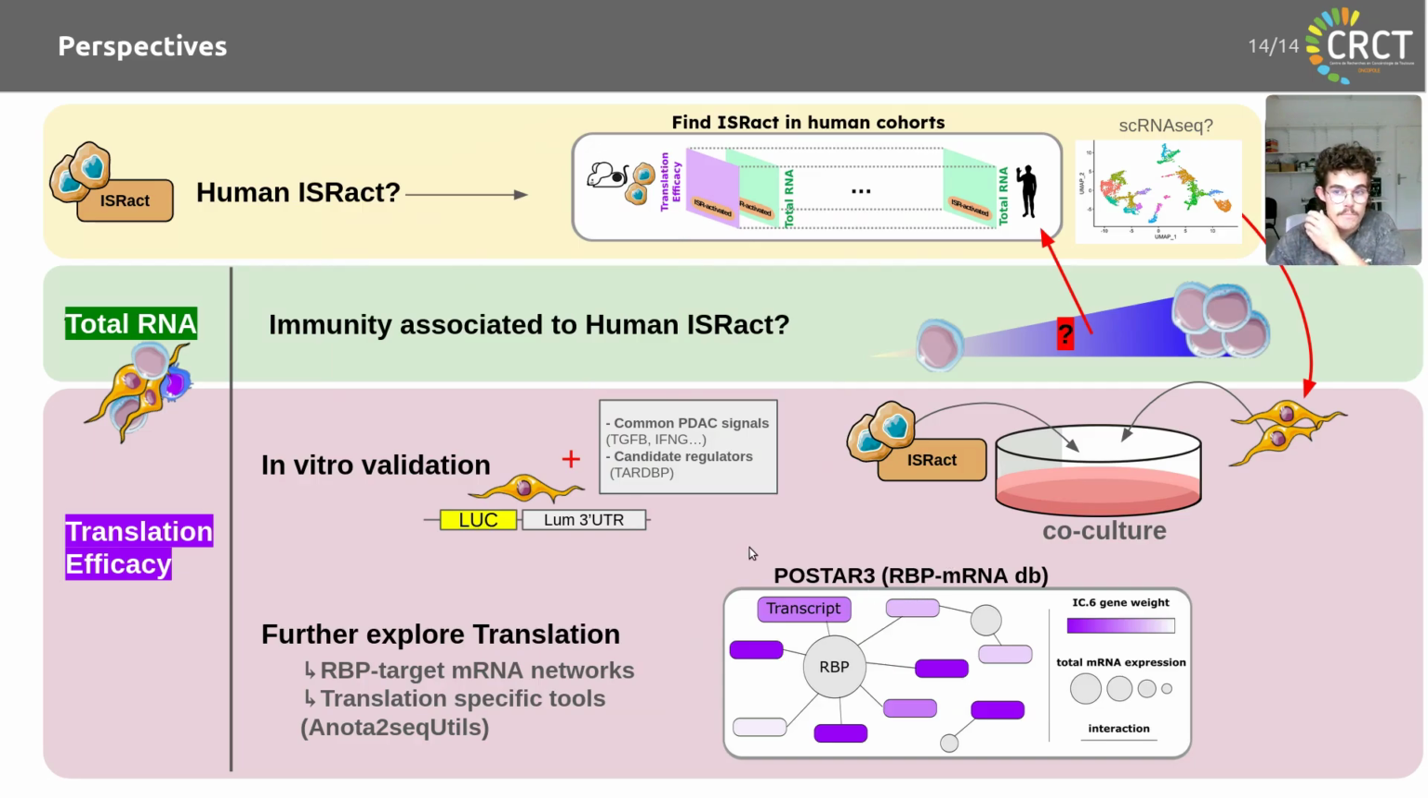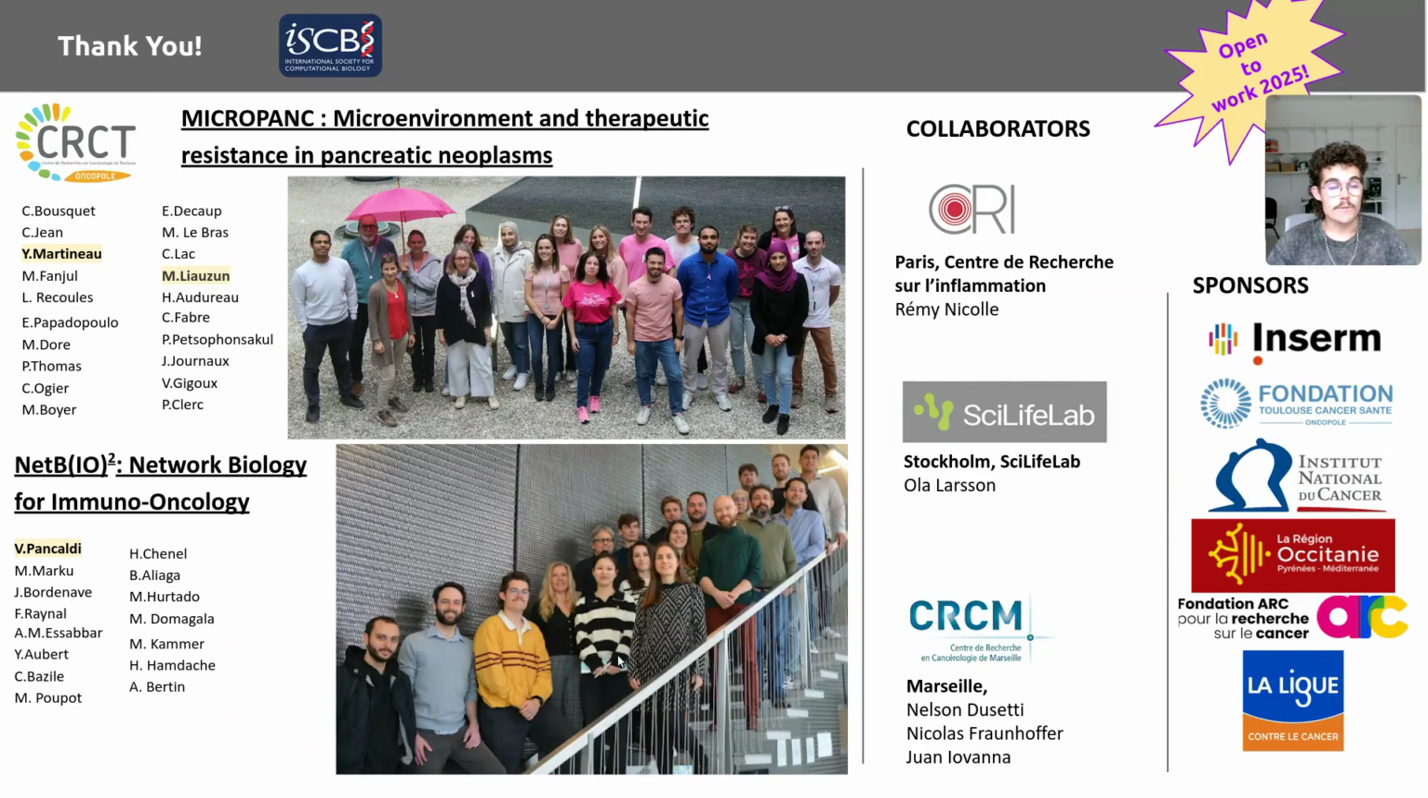Yet, there's still many things more to explore, starting with finding this classification in the human cohorts and in single-cell RNA-seq, which we recently did, trying to validate the results of immunity as well as find candidates for in vitro validation. As well, we would like to further explore translation by looking at RBP target mRNA networks and translation-specific tools like Anota2seq.